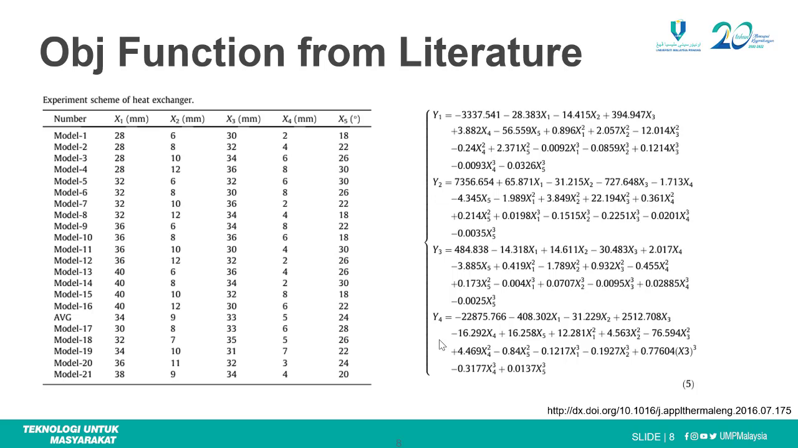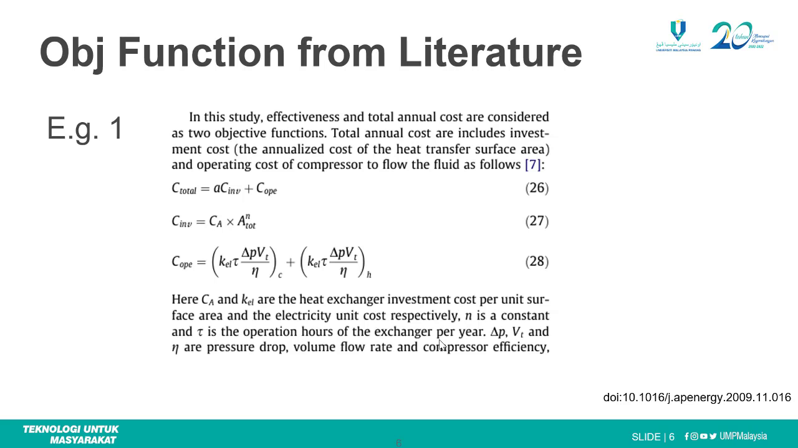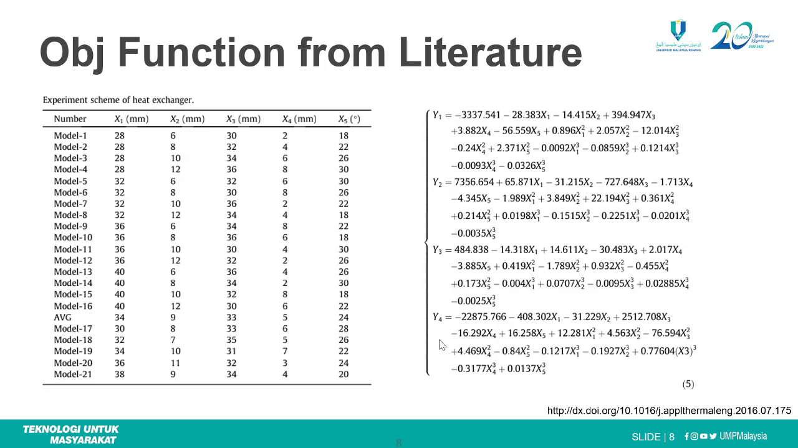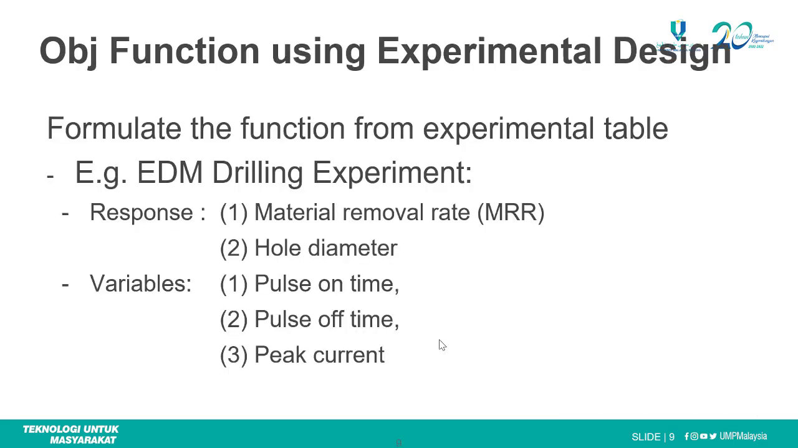But remember, when we utilize the objective function from literature, if we are doing postgraduate research, that is not considered as novelty or contribution, since you are utilizing the existing model that has been published or reported in the literature. So maybe the contribution might be on a novel optimization approach in order to optimize this function. Then the second approach is by using experimental design.